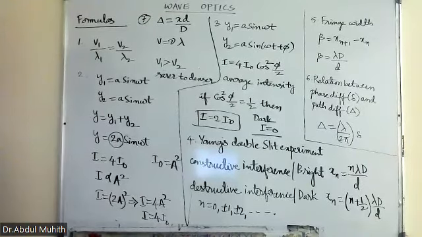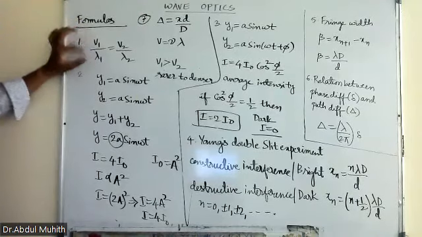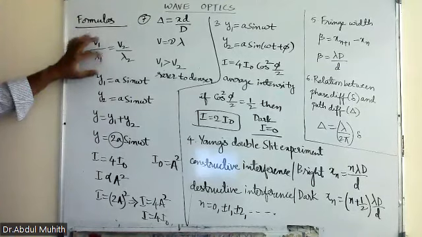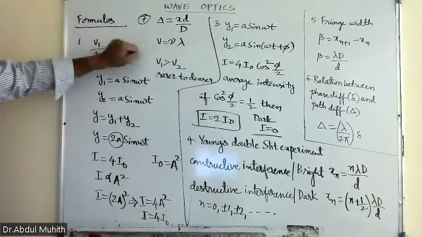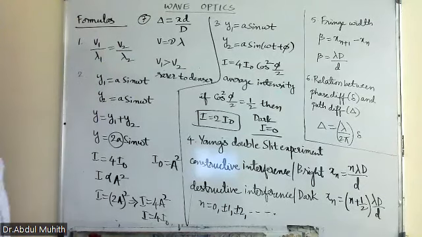Good. See once again, this is the formula for refraction: V1 by lambda 1 is equal to V2 by lambda 2. And we are using this formula, V is equal to nu lambda. And V1 is greater than V2, that is, rarer medium to denser medium.